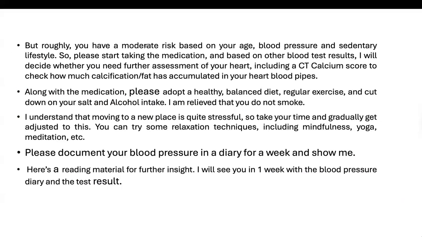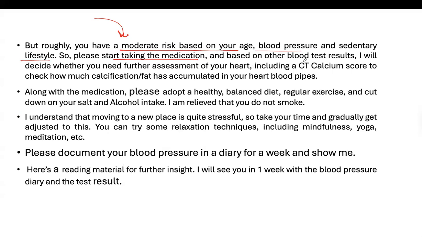But roughly, you have moderate risk based on your age, your blood pressure, and sedentary lifestyle. So please start taking the medication. Now, this is all just an assumption, because you will find the patient has high blood pressure, age will be mostly like 50, 60, sedentary lifestyle. So you can always say that I feel like you are in a moderate risk. So please start taking the medication.